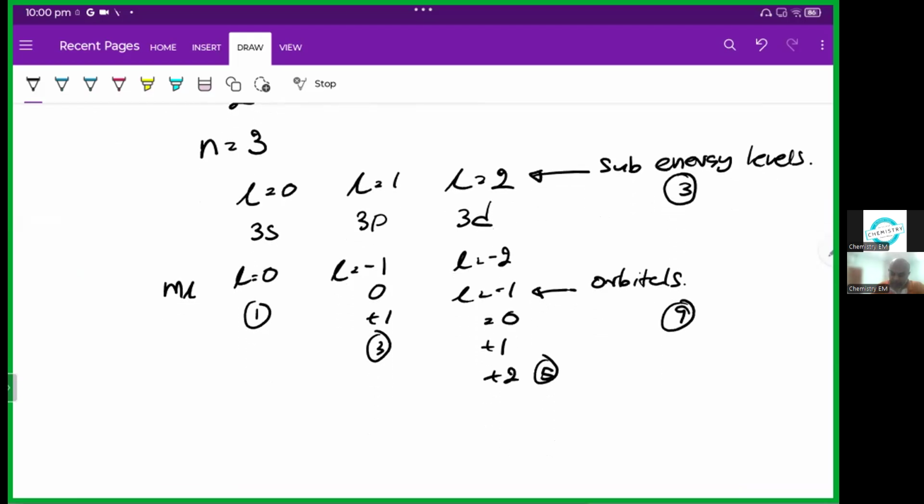And maximum number of electrons. Each orbital can have 2 electrons because each orbital or each ML has 2 MS values, -1/2 and +1/2. So if the number of orbitals are 9, maximum number of electrons is 18. So sub-energy levels are 3, orbitals are 9, maximum number of electrons are 18.